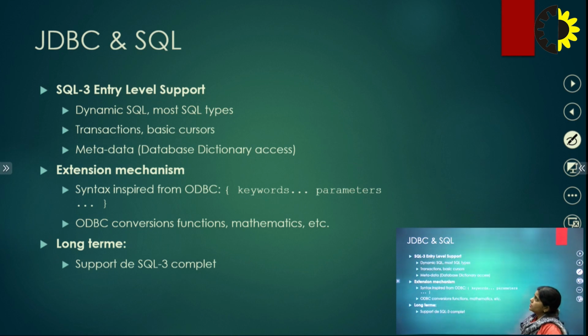Now move on to JDBC and SQL. We have SQL-3 entry level support, inside which we have dynamic SQL, most SQL types, transactions, basic cursors, metadata, and data dictionary access. Inside the extension mechanism we have syntax inspired by ODBC, with keywords, parameters, ODBC conversion functions, and math functions, and in the long term we plan to support SQL-3 complete.